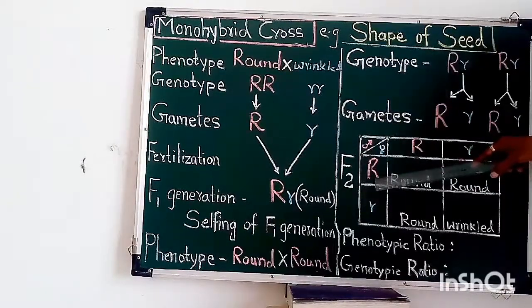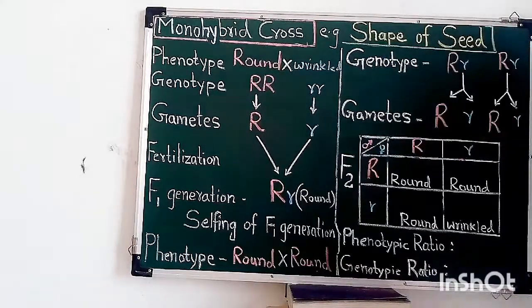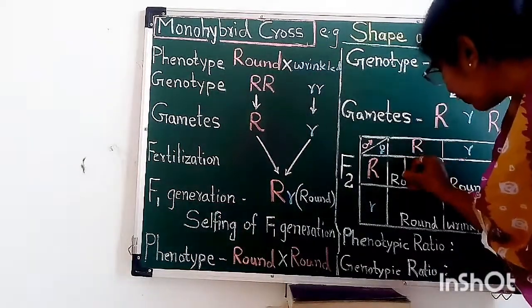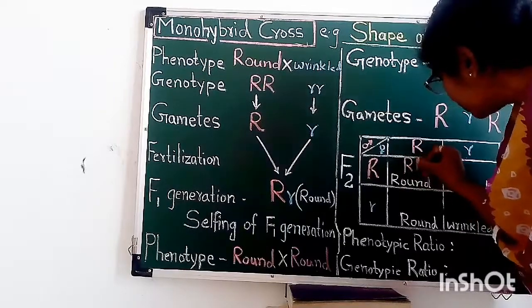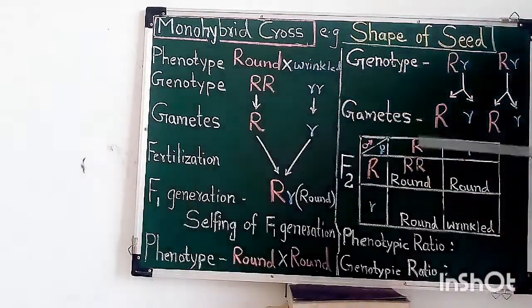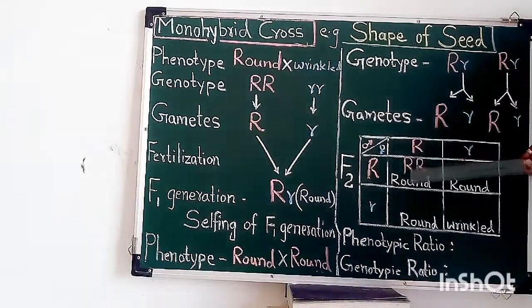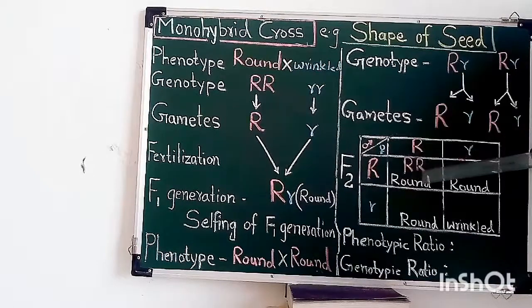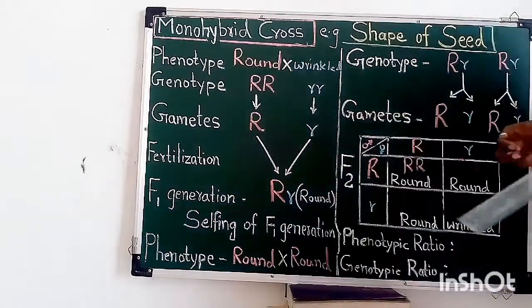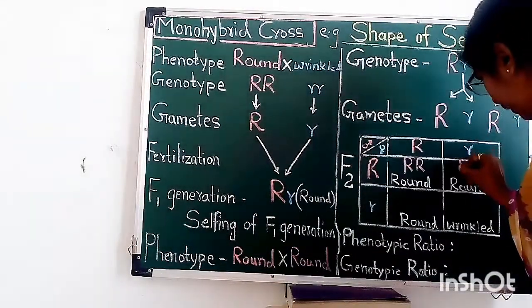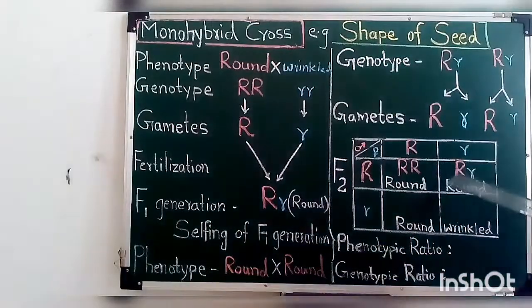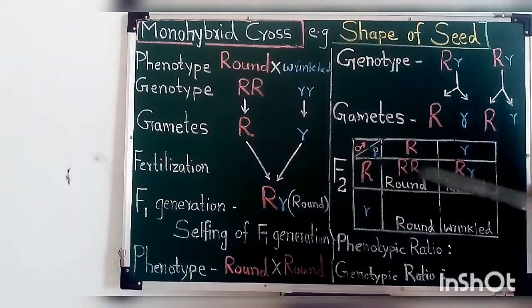For that, what we have to do? We have to cross this R with this R. So the result will be like this. R crossed with R. You don't have to write R square. Instead, you just have to write the alphabets next to each other. This is one capital R and this is another capital R. Now we have to cross this capital R with the small r. You don't have to calculate or multiply it. You just have to write the alphabets side by side.